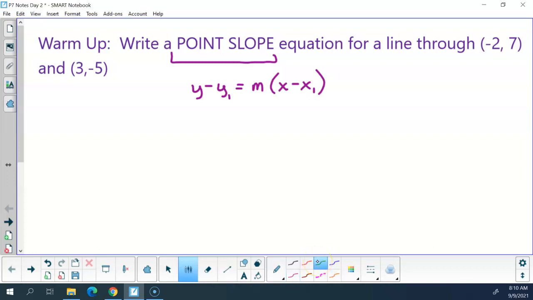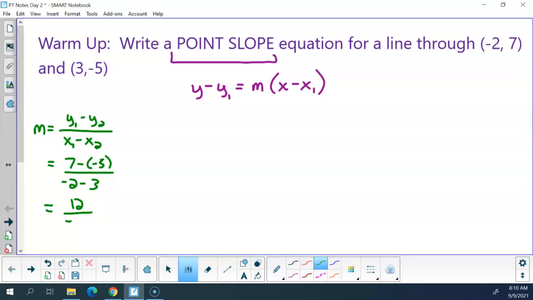So the slope between any 2 points is we subtract the y's over we subtract the x's, which would be 7 minus negative 5 all over negative 2 minus 3. 7 minus negative 5 is positive 12. Negative 2 minus 3 is negative 5. Okay, so that is my slope.